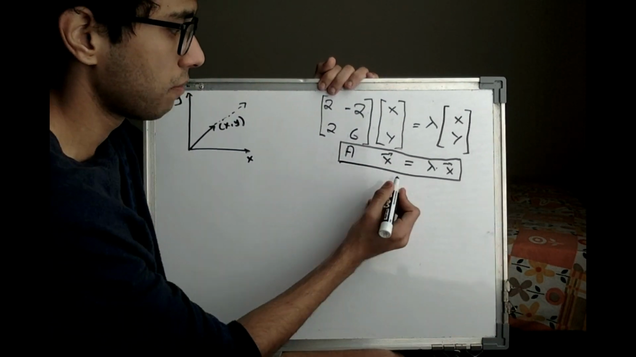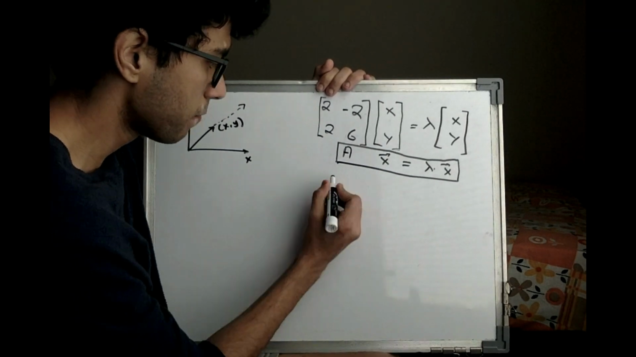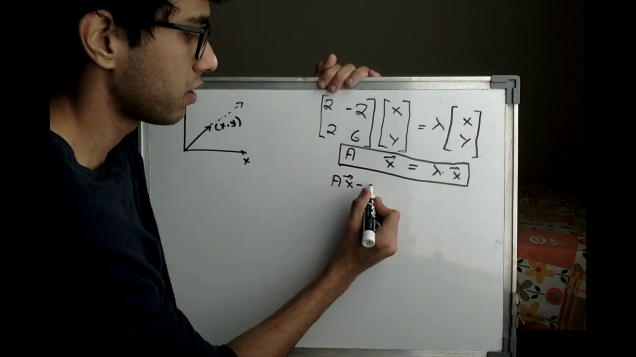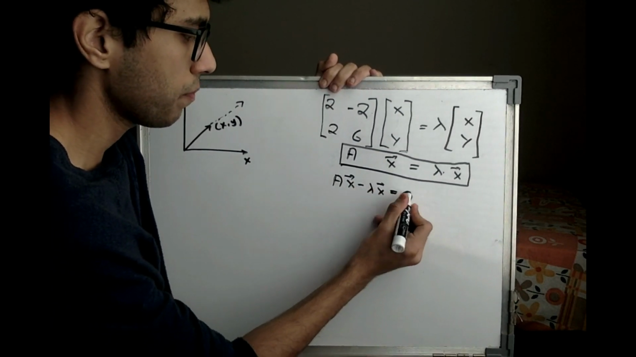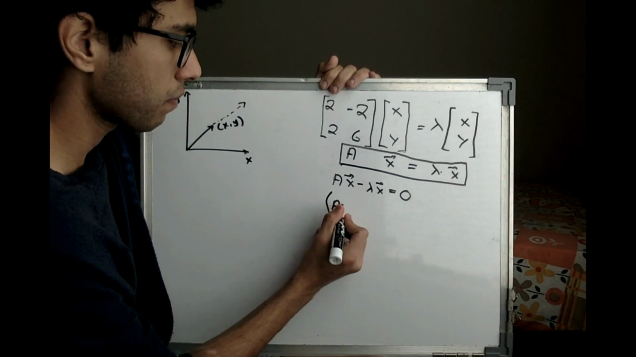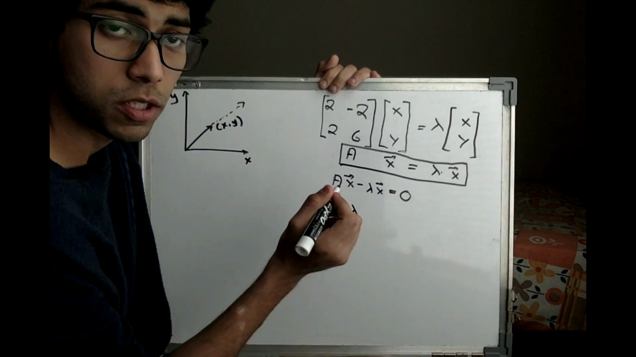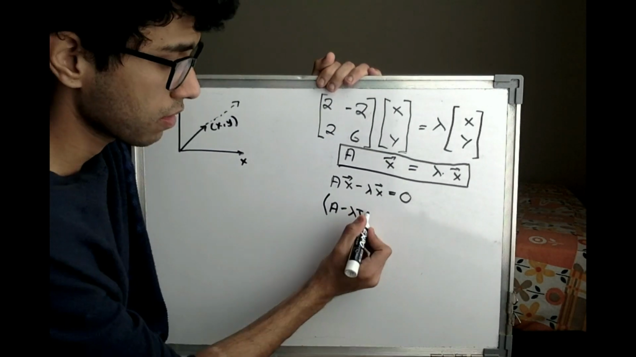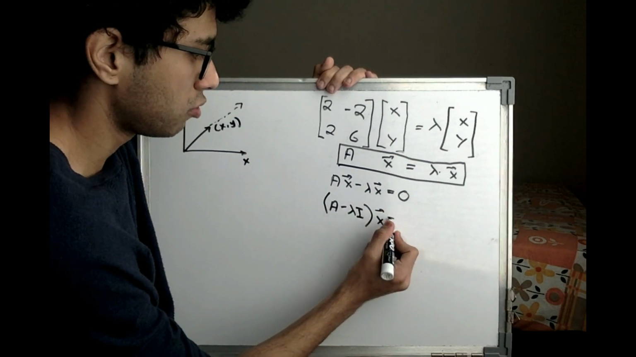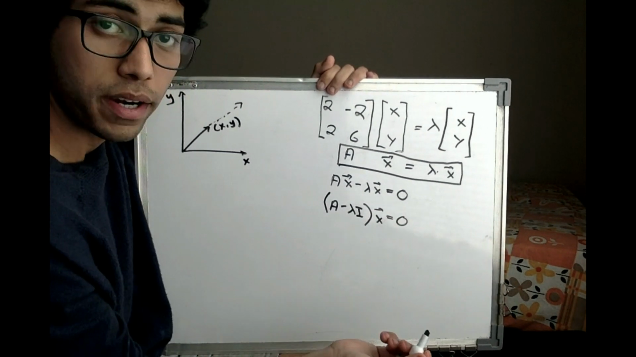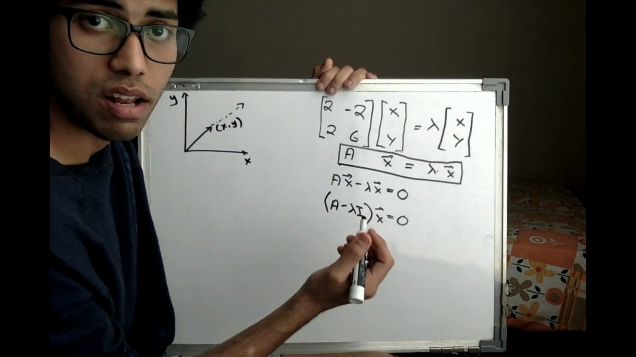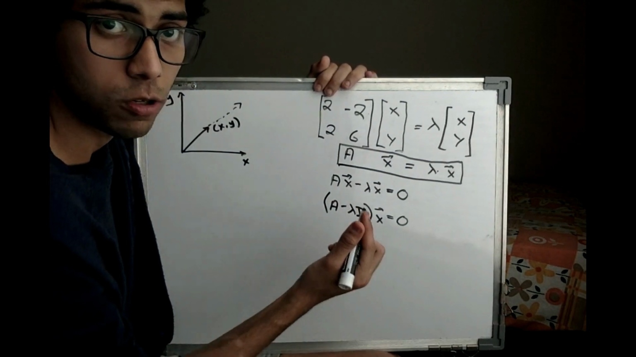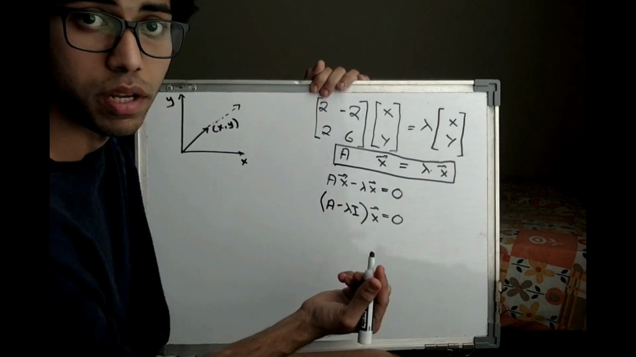So now let's try to bring this to the same side. A x bar minus lambda x bar equal to 0. So A minus lambda, I can't do A minus lambda directly, so I have to multiply lambda with an identity matrix since lambda is just a scalar, times x bar equal to 0. So now x bar cannot be equal to 0, so my A minus lambda I should be equal to 0. And if A minus lambda I equals 0, that means the determinant of A minus lambda I should be equal to 0.